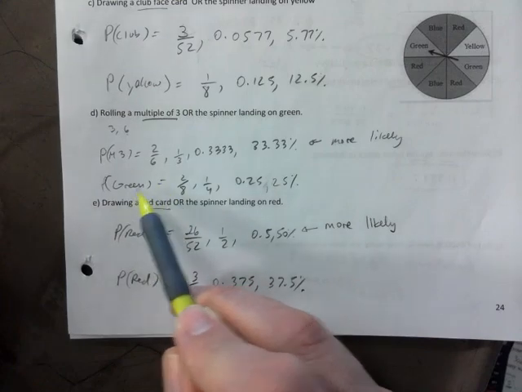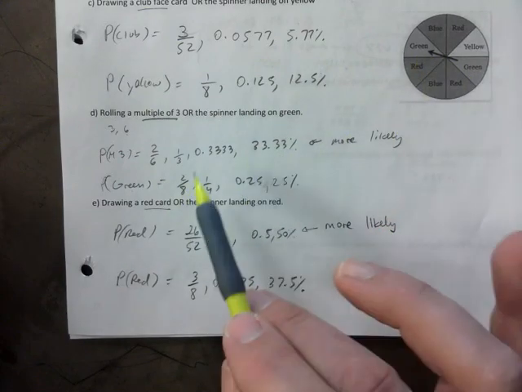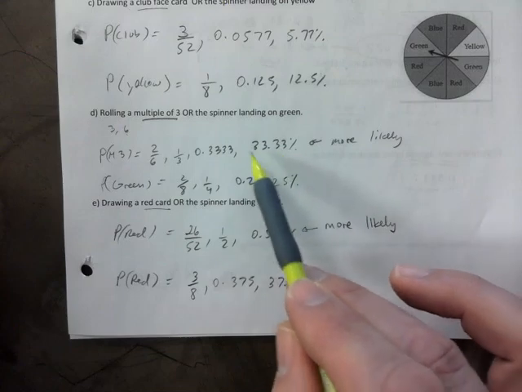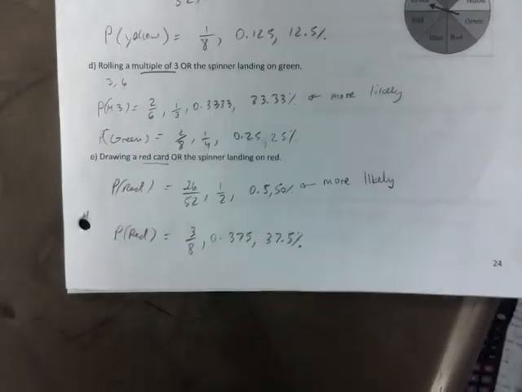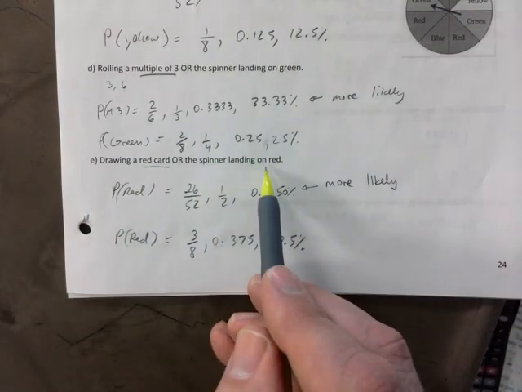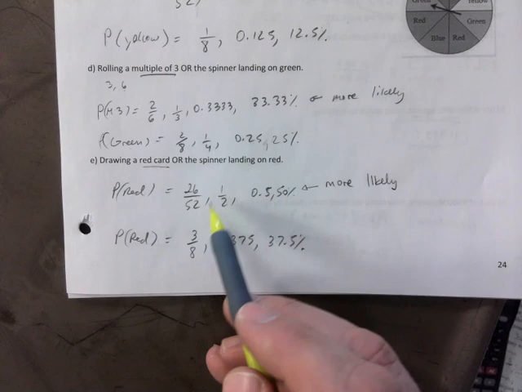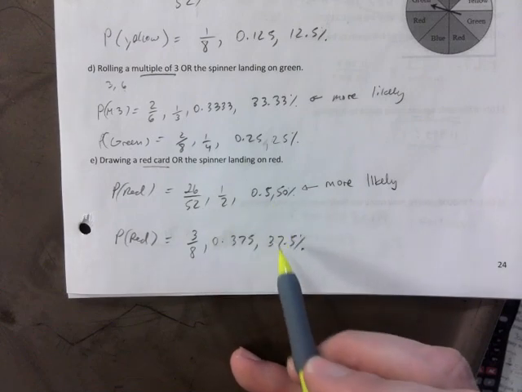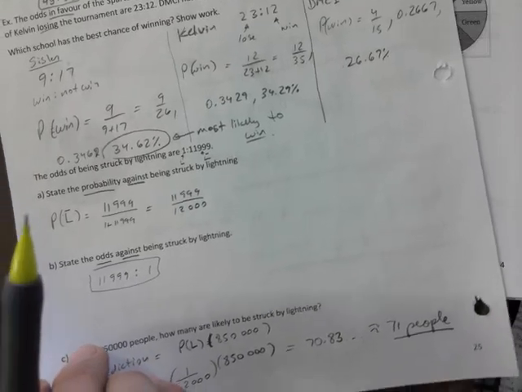Probability of landing on green, based on this, there's 2 out of 8 green sections. So it's a quarter. It really comes down to the decimal or the percent where you know for sure. Okay? Red card, or the spinner landing on red. There's 3 out of 8 on the spinner, 26 out of 52, that's half. So obviously getting a red card is more likely to happen. By the way, this is only true if you do tons of experiments, okay? That's coming up next. Here you go, guys.